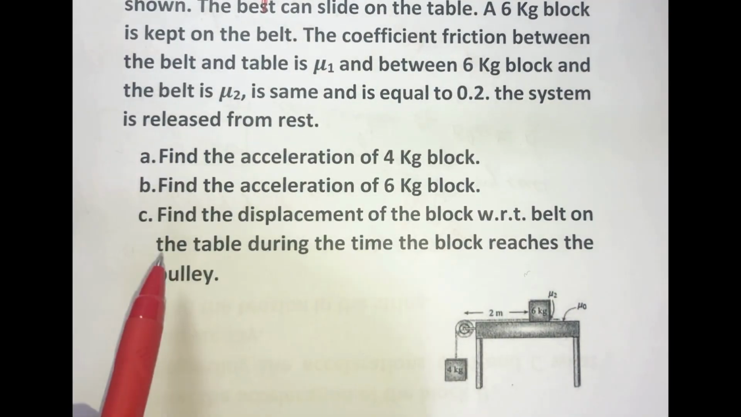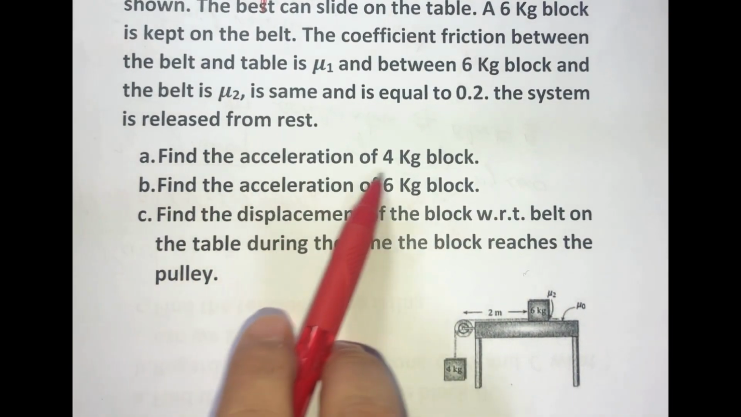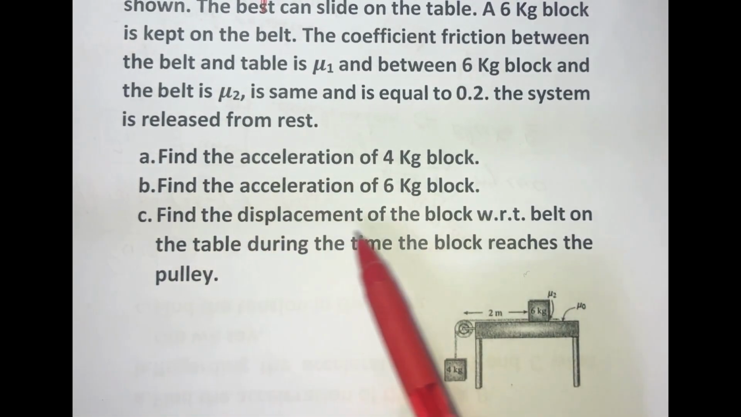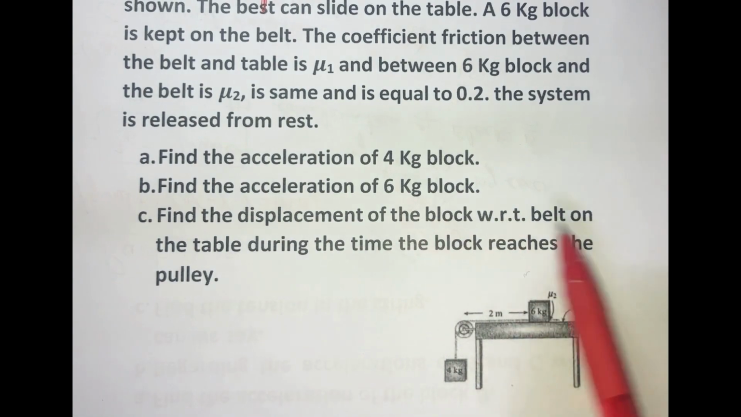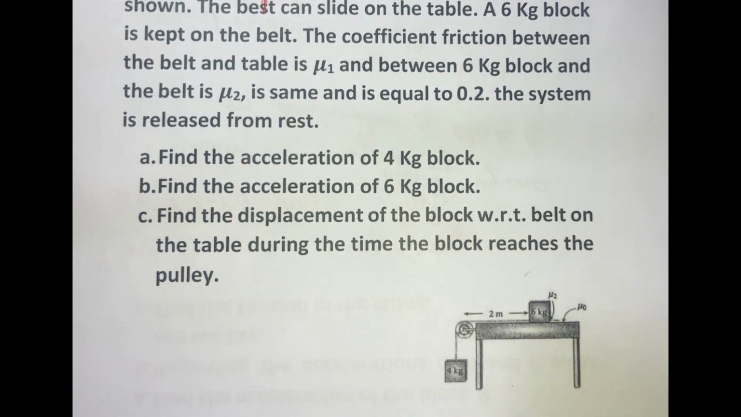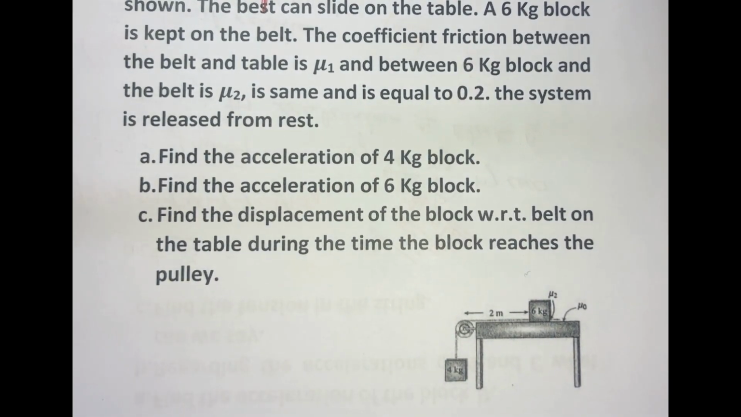So we have to calculate three things. Find the acceleration of the 4 kg block, find the acceleration of the 6 kg block, and find the displacement of the block with respect to the belt on the table during the time the block reaches the pulley. So this is the basic diagram.